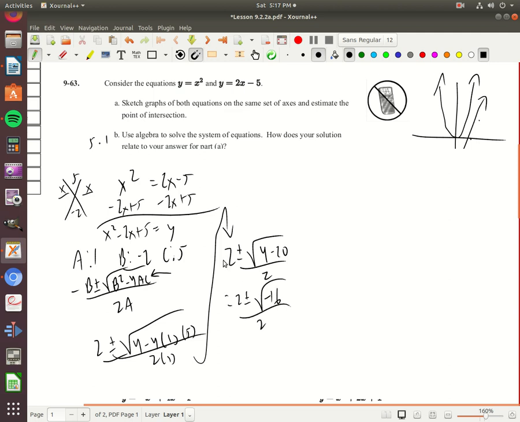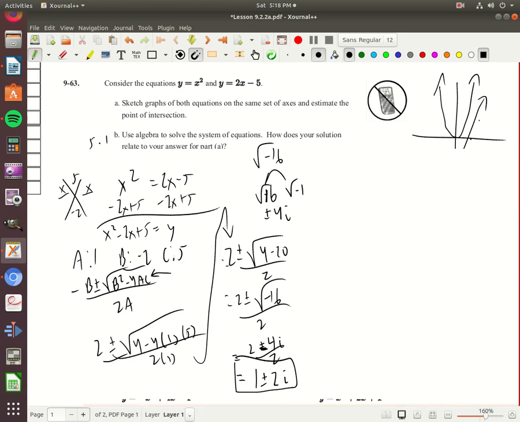I hope you guys recall that the square root of negative 16 is just going to be the square root of 16 and the square root of negative 1. The square root of 16 is plus or minus 4. The square root of negative 1 is i, that imaginary number. So this is going to be 2 plus or minus 4i over 2. You can see so many things going on with this problem, so hopefully you guys are remembering this stuff. 2 divided by 2 is 1. 4 divided by 2 is 2. So my solution is 1 plus or minus 2i.